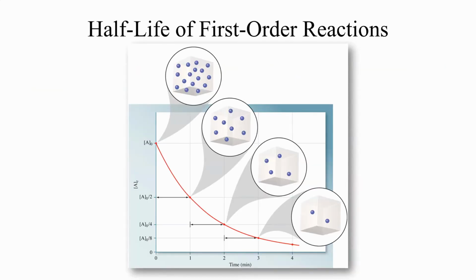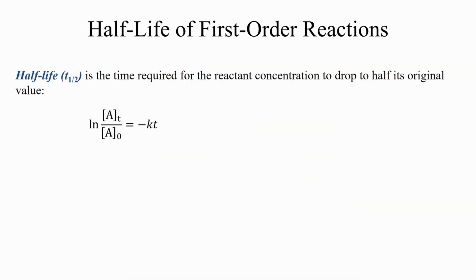Half-life is another interesting concept. Half-life is the time it takes for half of the original material to be consumed, or decompose, or disappear. So how do we find half-life? Well, actually it's pretty easy to derive this equation. We take our first order integrated rate law. We rearrange and solve for time.